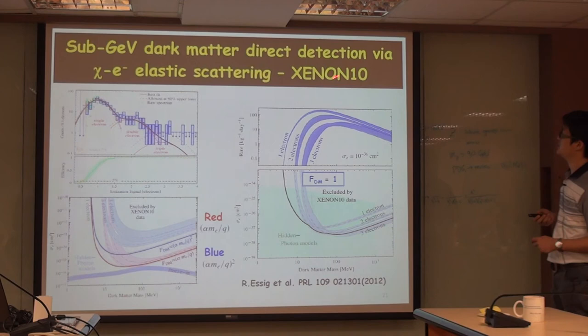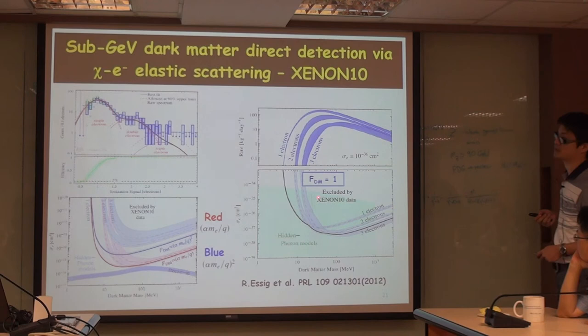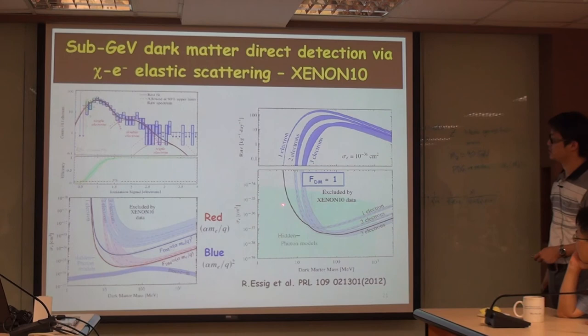So next one is coming from XENON10. They have one electron, two electron, three electron bins. Given these energies, they give the exclusion plot. And since the form factor is not well known as well, they give different form factors for exclusion plots. So it really starts to touch, and as we know there's no way to get the sub-GeV, especially less than 100 GeV, MeV regions. And it really opened up very wide detection channels by WIMP-electron elastic scattering.